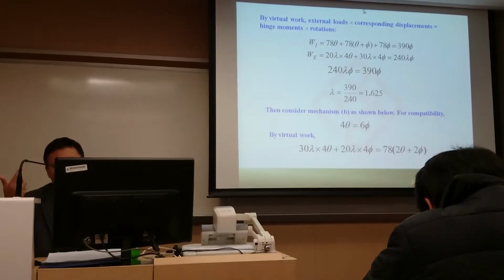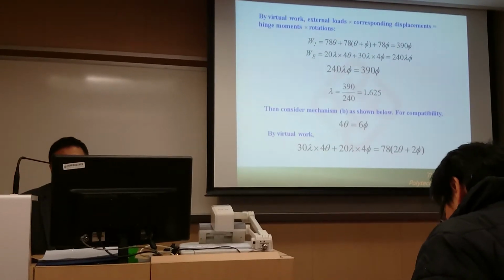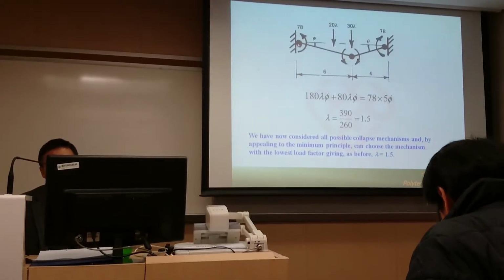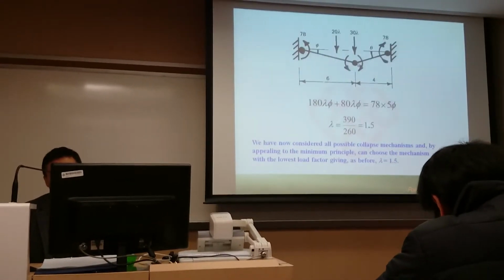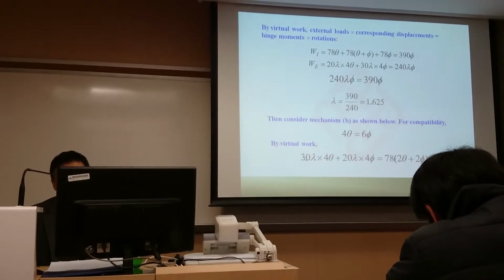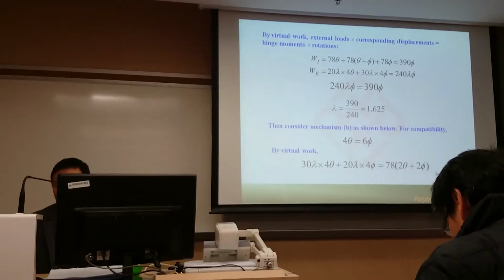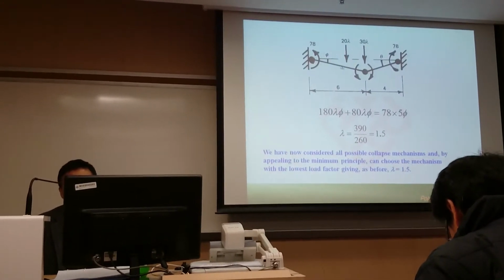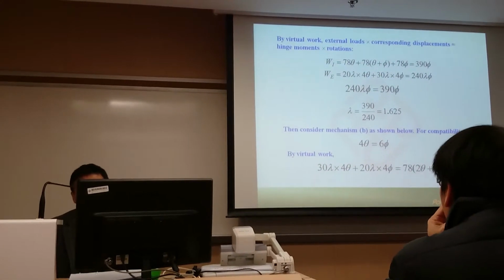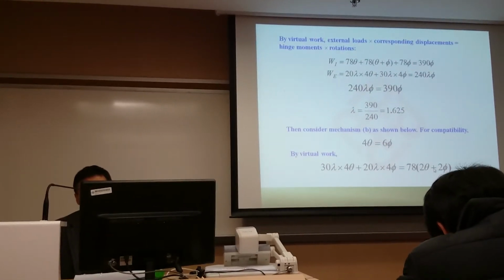So this is the load factor corresponding to the first case. We assume plastic hinges here, here, and here. And then we go to case 2. In case 2, we assume plastic hinges here, at the second force application location, and the right side. Again, we can obtain the external energy as well as the internal energy. We have 2 terms about the external energy, and also the internal energy from 3 plastic hinges.